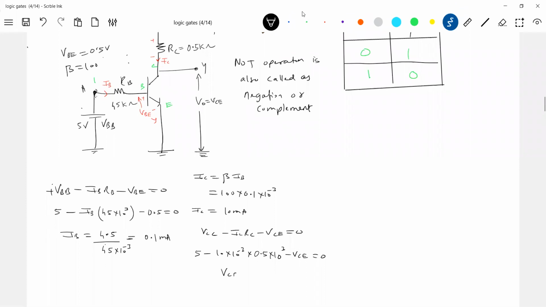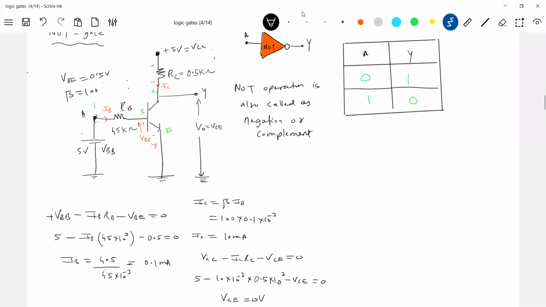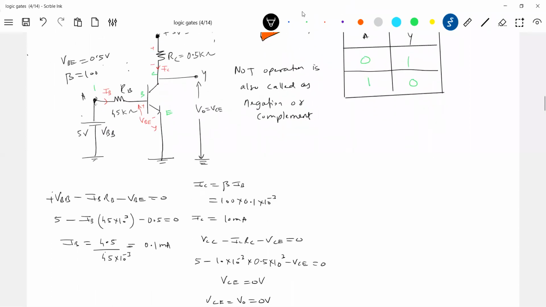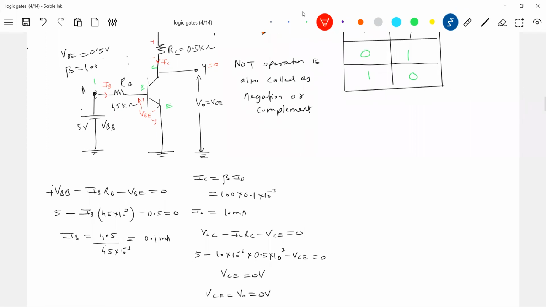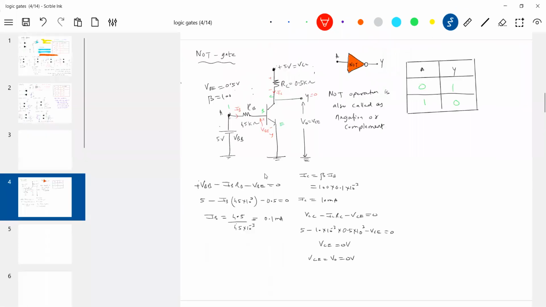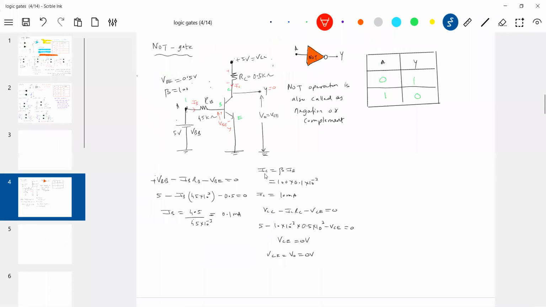Now look at how much VC we are getting. 0 volt. So what is the logic? When the input is high, output we are getting, sorry, 0. Input A is 1, and here I'm getting logic 0. So how much did we get for VC? 0. You have to observe the end answer here. Sir, how did I get VC 0? That's what I wanted. If VC is 0, V naught is 0, which means 0 volt, which means logic 0.